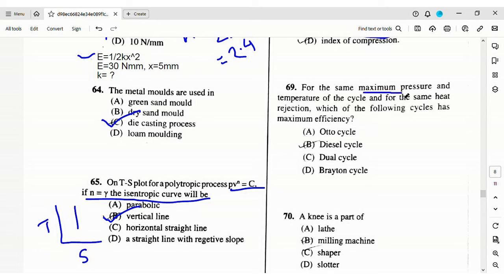So maximum pressure is same and heat rejection is same. So the Otto cycle efficiency will be less and diesel cycle efficiency will be more. The answer is 1, 2 and 3.